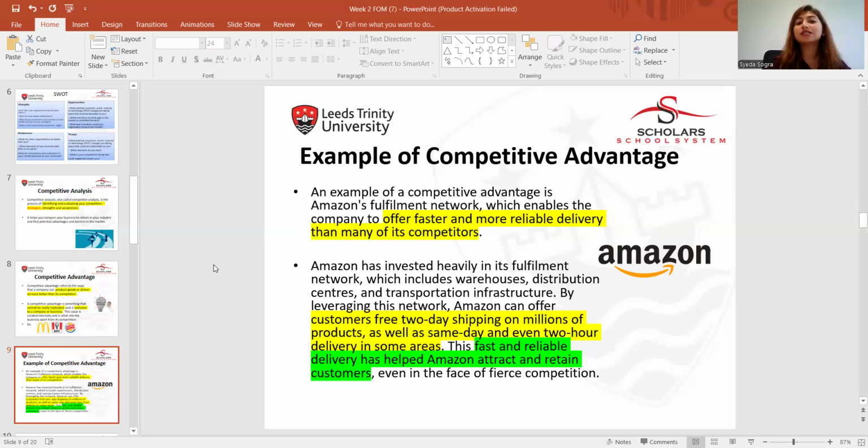Amazon has invested heavily in its fulfillment network, which includes warehouses, distribution centers, and transportation infrastructure. By leveraging this network, Amazon can offer customers free 2-day shipping on millions of products, as well as same-day or even 2-hour delivery in some areas. This fast and reliable delivery has helped Amazon attract and retain customers, even in the face of fierce competition.